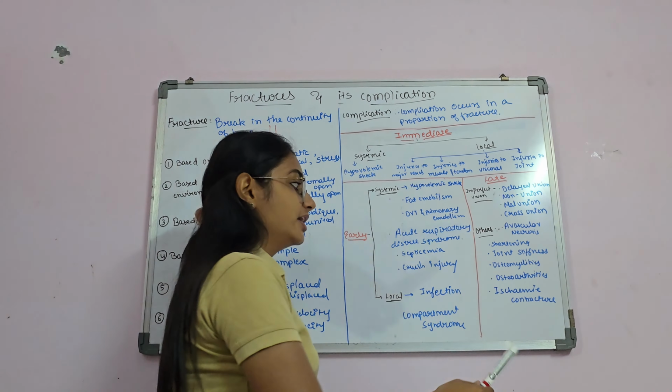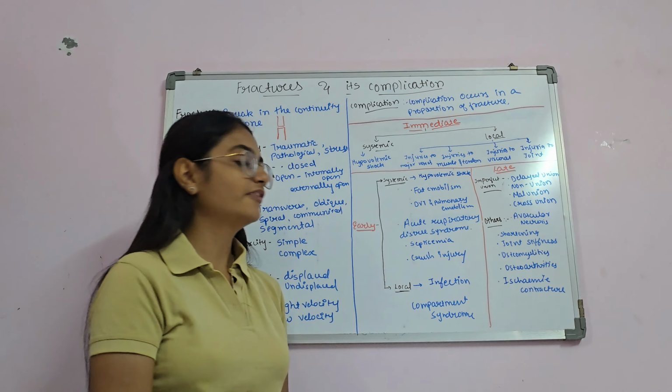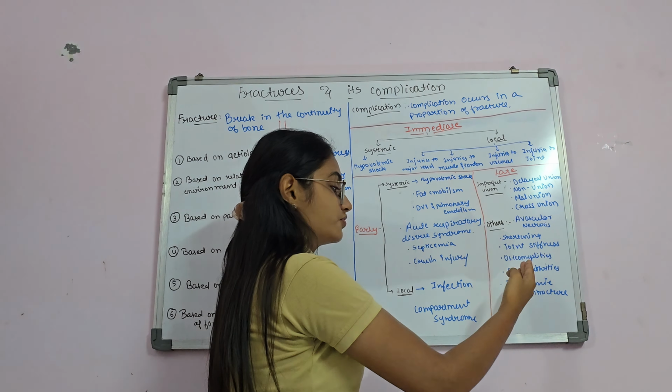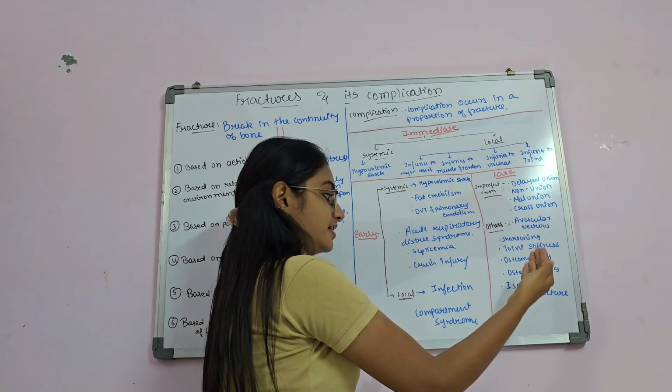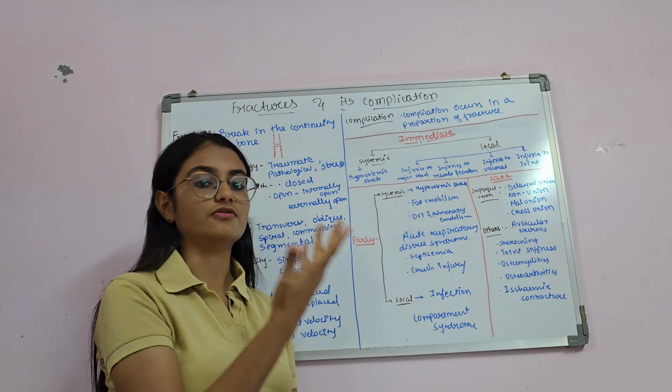The second one is shortening. The third one is joint stiffness. The fracture leads to the joint becoming stiff. The fourth one is osteomyelitis. It occurs due to infection. Then osteoarthritis, and the last is ischemic contracture. The contracture can happen in case of a fracture.